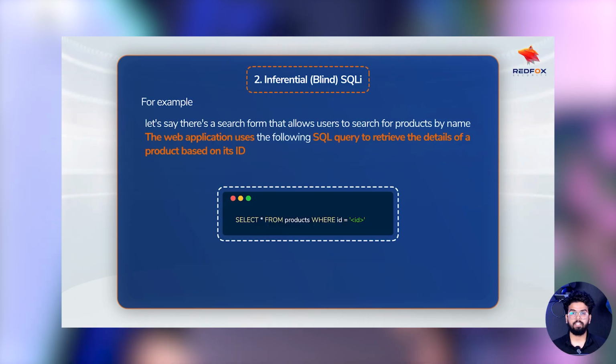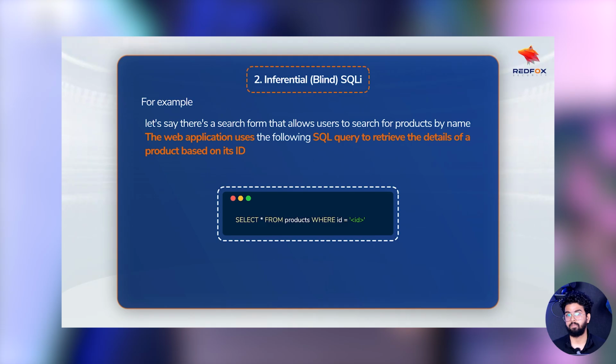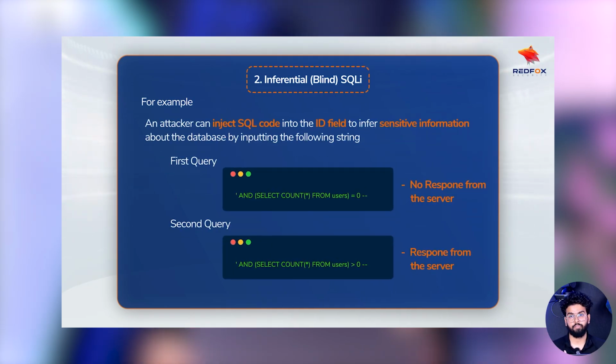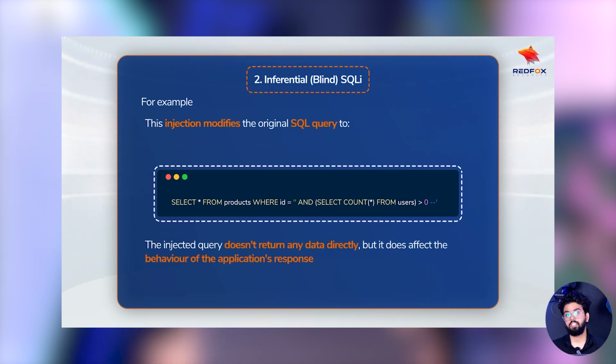For example, let's say there is a search form that allows users to search for products by name. The web application uses the following SQL query to retrieve the details of the product based on its ID. An attacker can inject SQL code into the ID field to infer sensitive information about the database by inputting the following string. This injection modifies the original SQL query to the following, as shown on the screen.